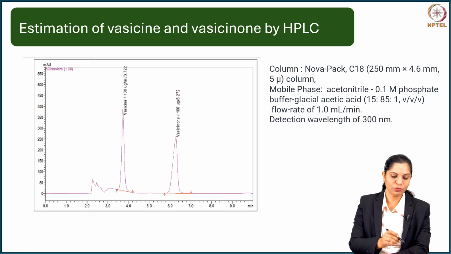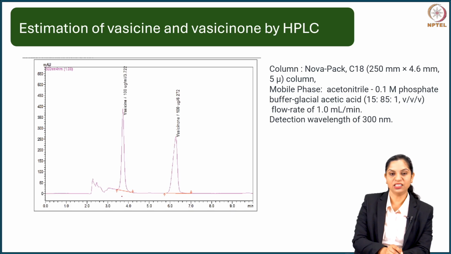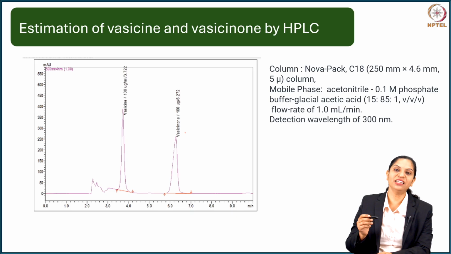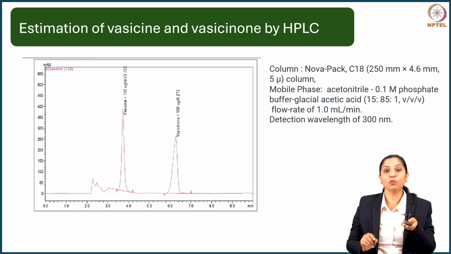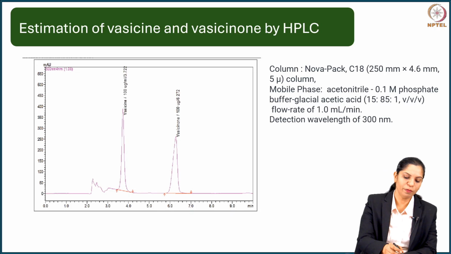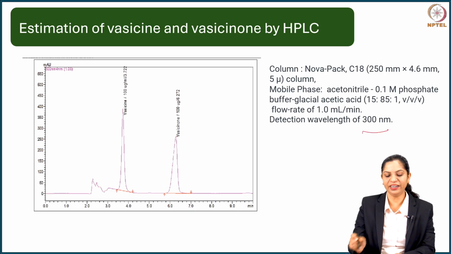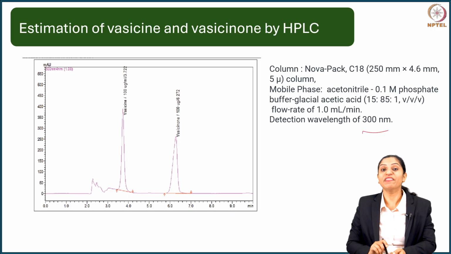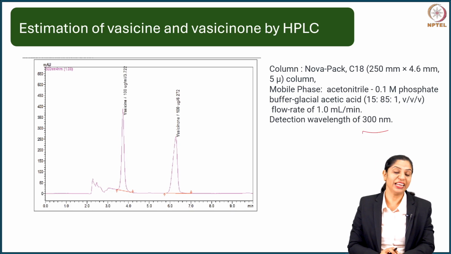So what happens is when I inject it, you can see this is just the standards being injected and they get resolved very well. So vasicine about 100 microgram per ml and vasacinone 100 microgram per ml. Now they both are in equal quantities, but can you see their peak height is different? The reason is the amount of light each molecule structurally absorbs is different, and their absorbance at the same wavelength, that is 300 nanometers, is different, and that is why despite the same concentration they will have a different height and maybe a slightly different area as well.